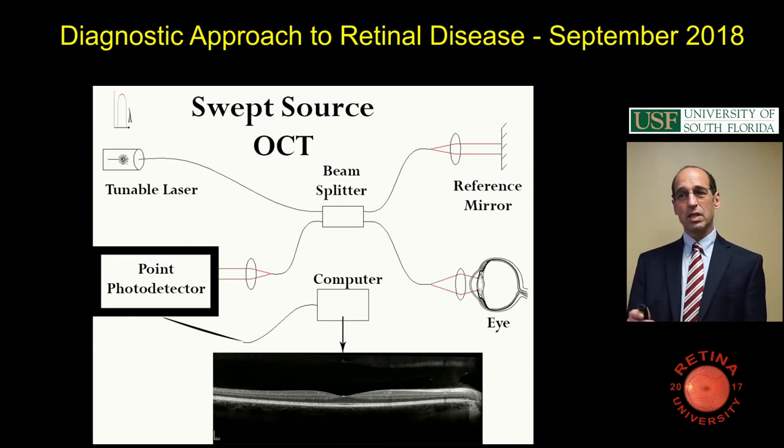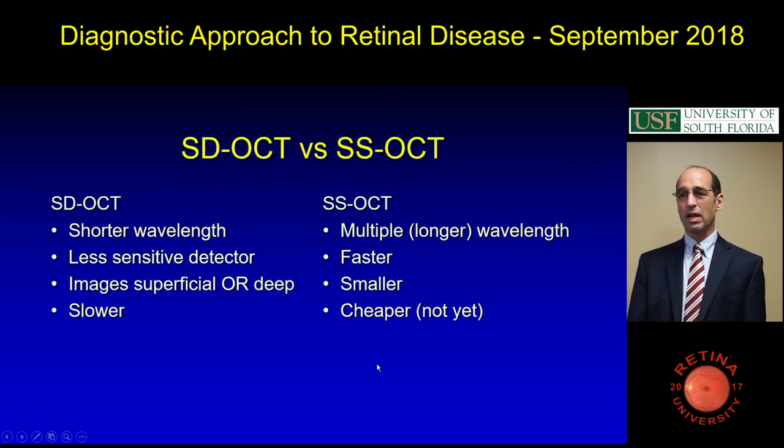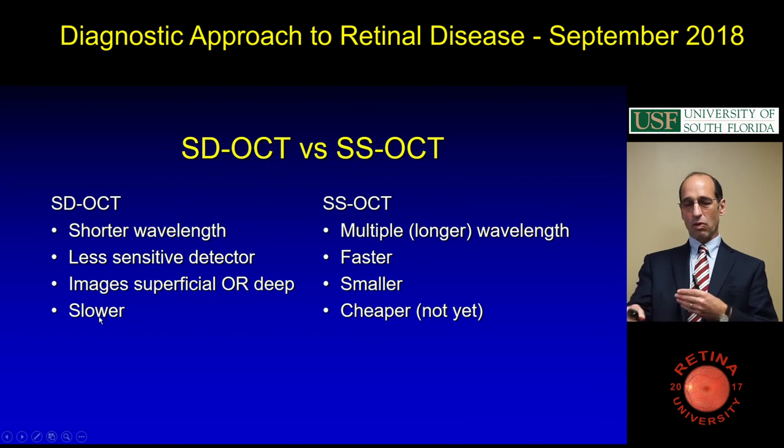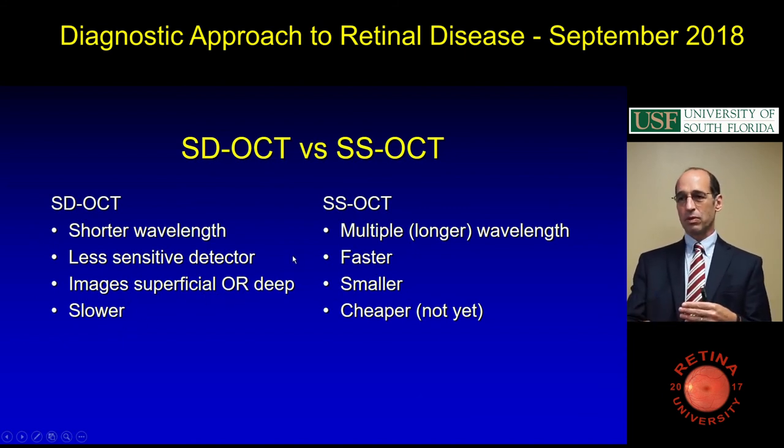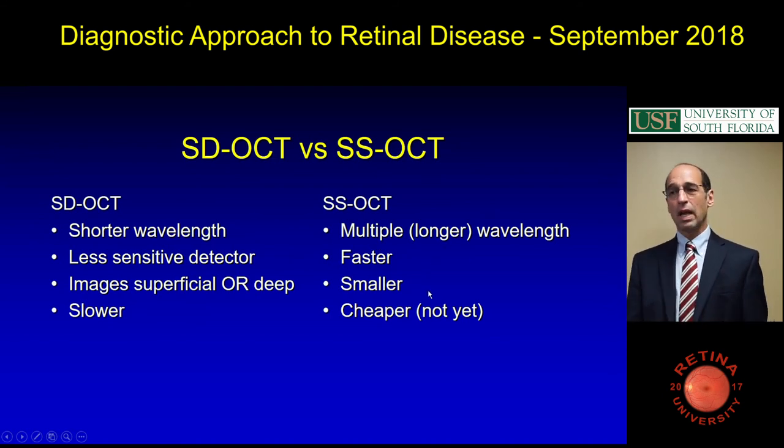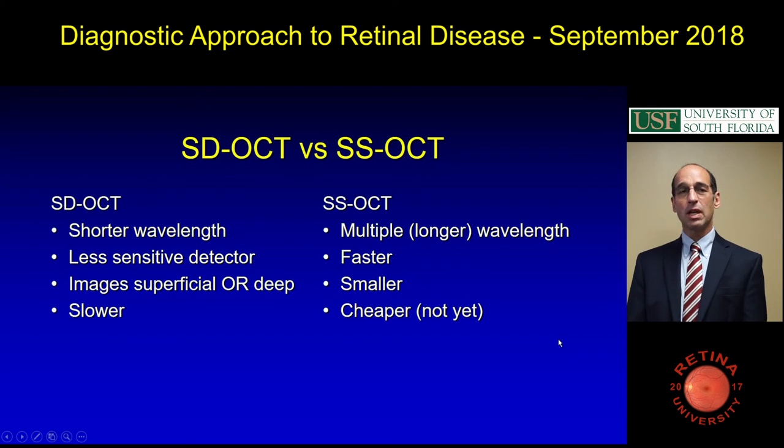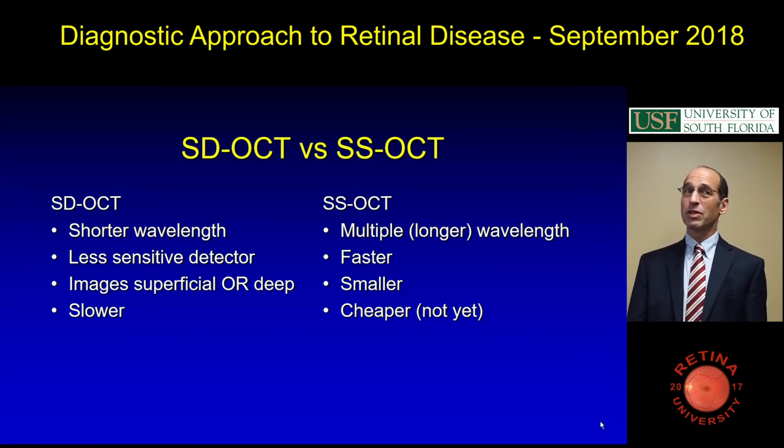So SD-OCT is a shorter wavelength, less sensitive detector, and images can be superficial or deep. You can do EDI or superficial. Swept source gives you multiple layers because you're going back and forth. It's much faster, and it's a smaller machine. You can compress it all into a smaller machine. It's supposed to be cheaper. All the components are cheaper.